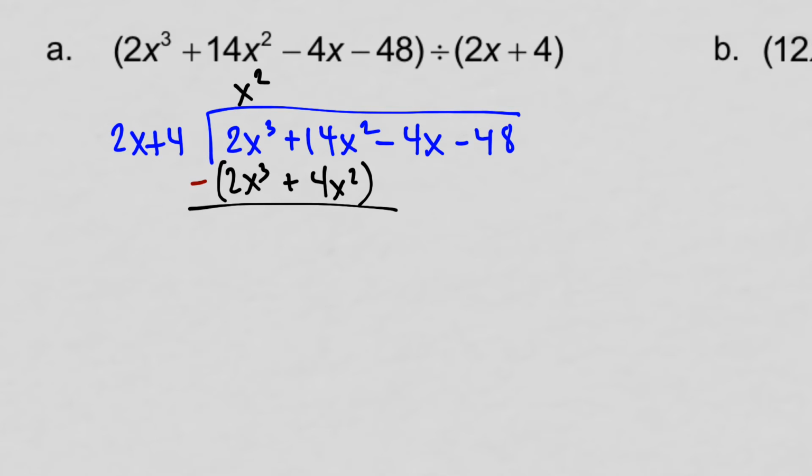So when we subtract, 2x cubed minus 2x cubed cancels. 14x squared minus 4x squared, 14 minus 4 is 10. 10x squared. Bring down the next term, which is negative 4x. Alright, we do it again. 2x times what gives you 10x squared? And that will be 5x, right? So plus 5x. 5x times 2x is 10x squared. That's what goes down there. 5x times 4 is 20x. So put a 20x on the next one.